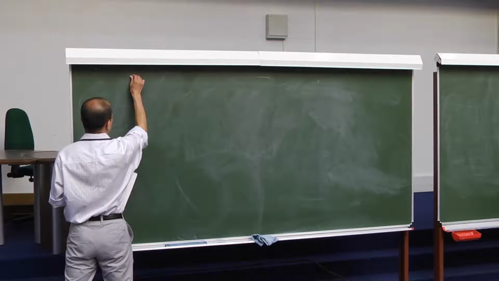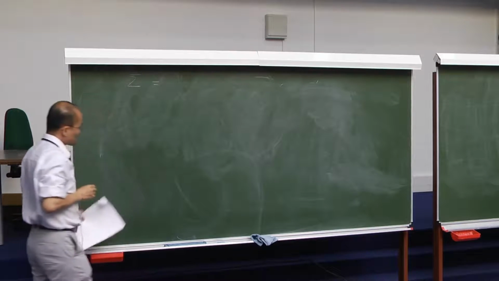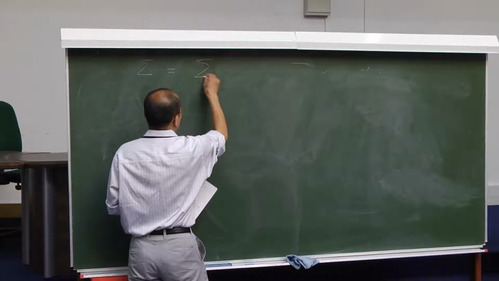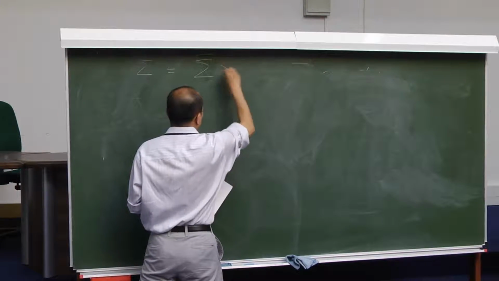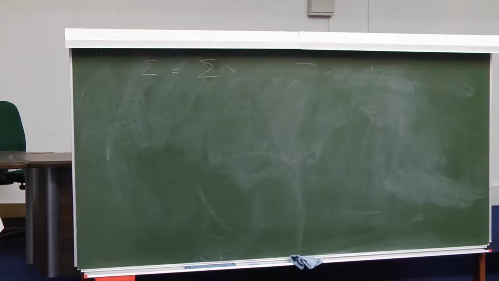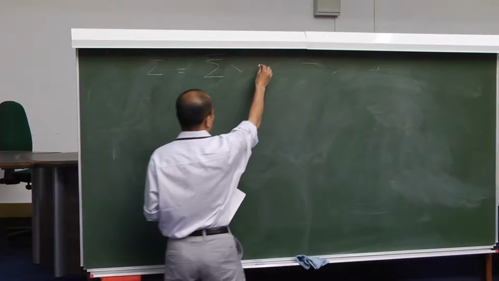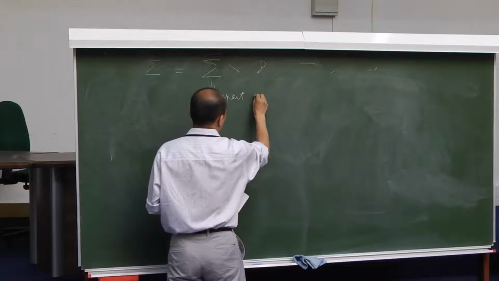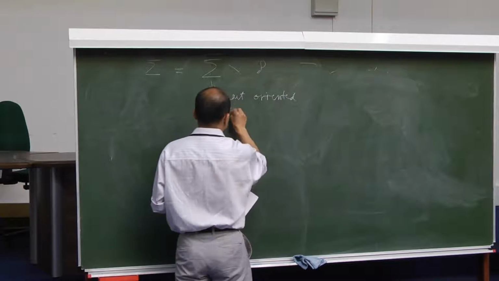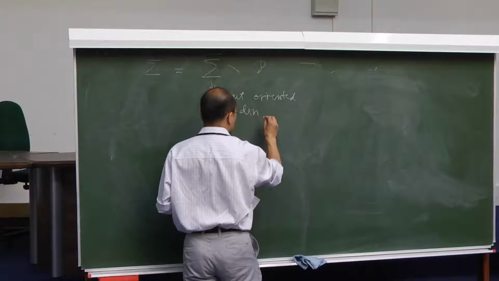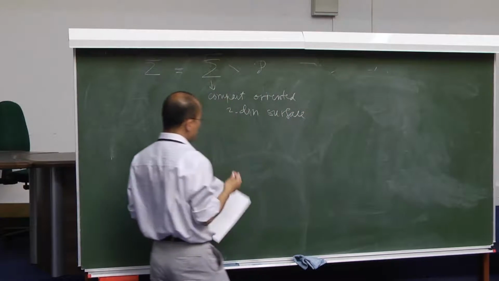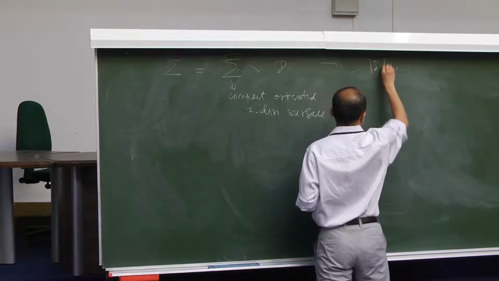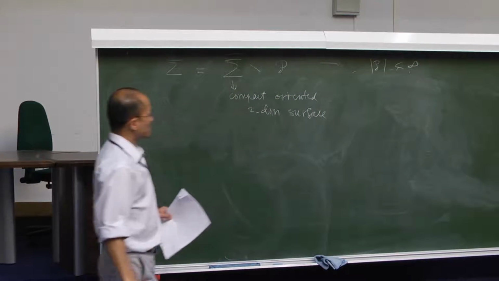So we look at a surface, which is sometimes called a Riemann surface with punctures. You take a compact oriented two-dimensional manifold, maybe with boundary, and you remove a finite number of points. So P here is finite.